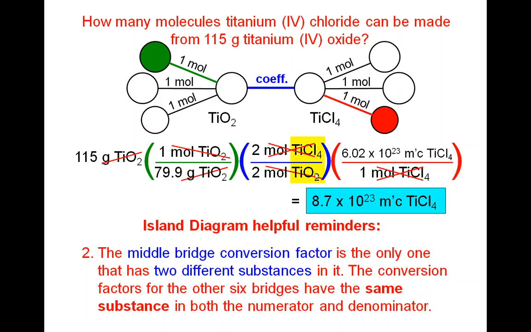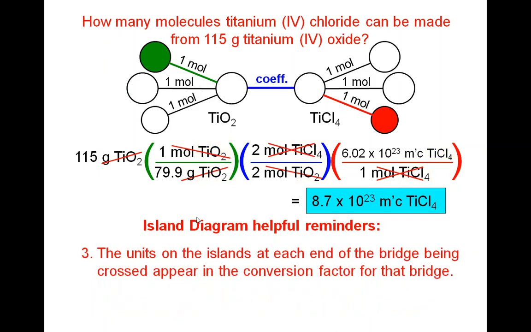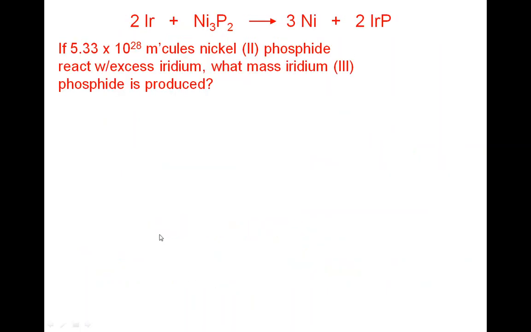Right? The middle bridge conversion factor is the only one that has 2 different substances. The only way you can change what your substance is to go from moles of one thing to moles of something different. Every other thing you have to go with the same substance. The units at the end of each bridge being crossed appear in the conversion factor for that bridge. That's pretty straightforward. We already talked about that a bunch.